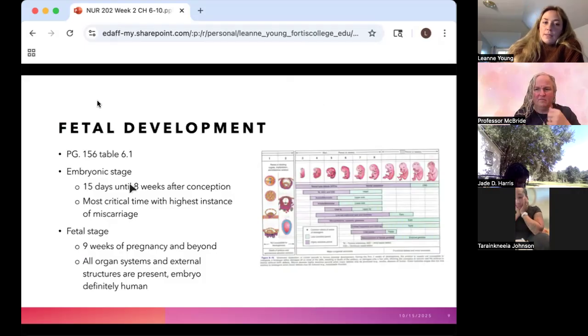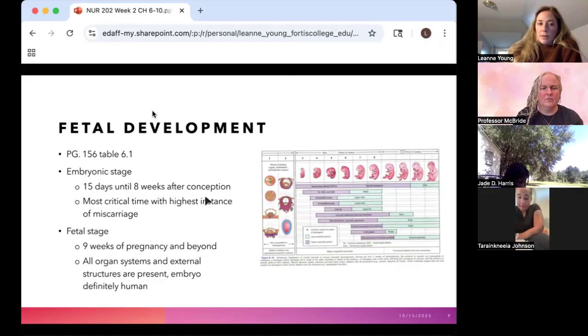So the embryonic stage is 15 days until about 8 weeks after conception. This is the most critical time of the pregnancy, and it also has the highest incidence of miscarriage. And then after 8 weeks, we consider that the fetal stage. So that's 9 weeks of pregnancy and beyond.